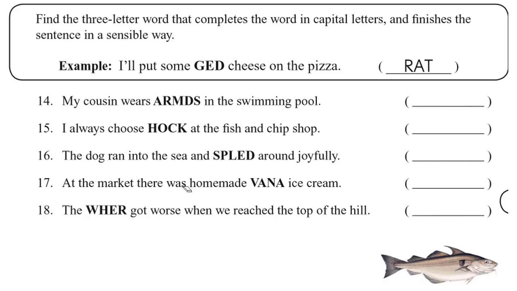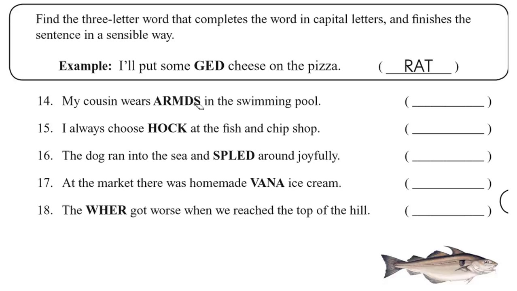Question 14 says, my cousin wears something in the swimming pool. So with this one, you've got to think about things that people normally wear when they go swimming, particularly if they're children. What do people wear that will always prevent them from going deep into the water, so that they don't drown? So you need to think about what that is. I can see the word arm here. So DES should help you know that.